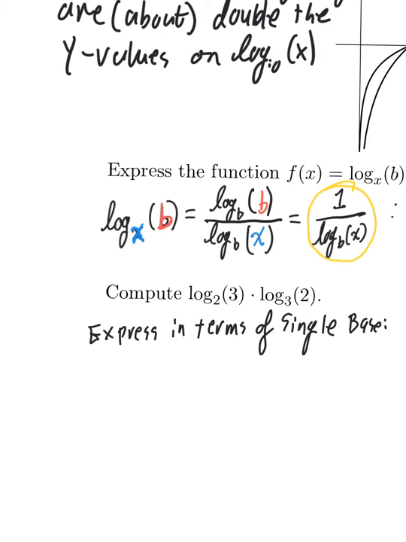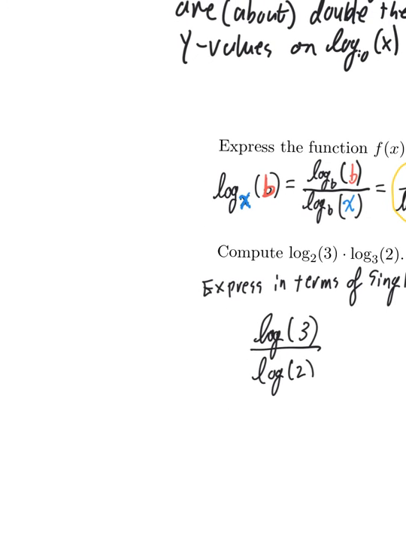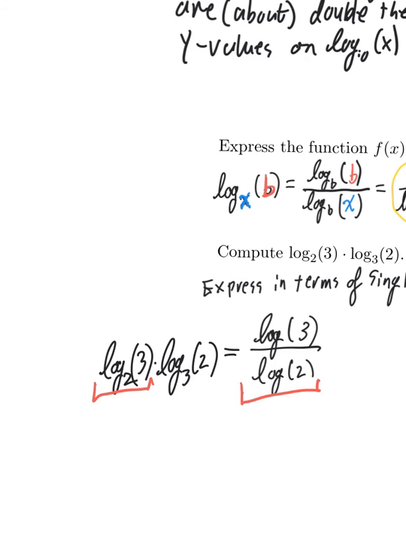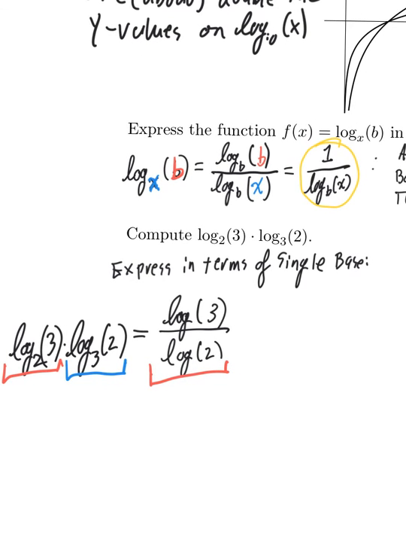So the log base 2 of 3, by the change of basis formula, that should be the log of 3 divided by the log of 2. Sorry, let's write down what this is. Log base 2 of 3 times the log base 3 of 2 is equal to, log base 2 of 3 is right there. Now let's compute that, times the log base 3 of 2. That'll be the log of 2 divided by the log of 3.